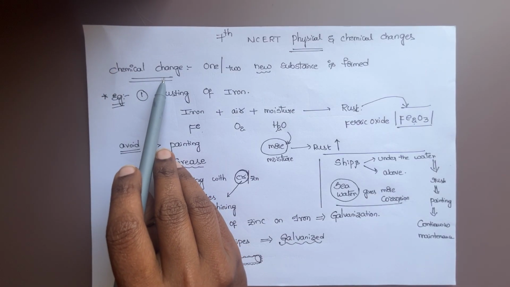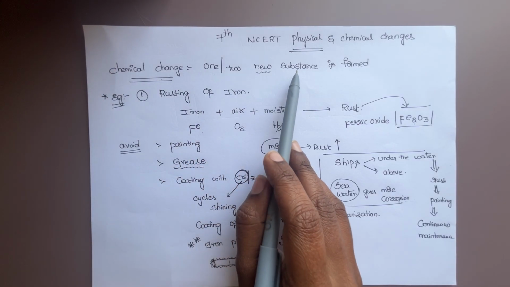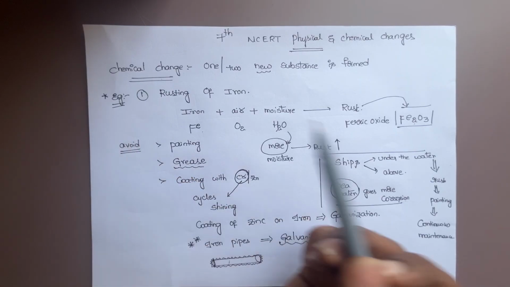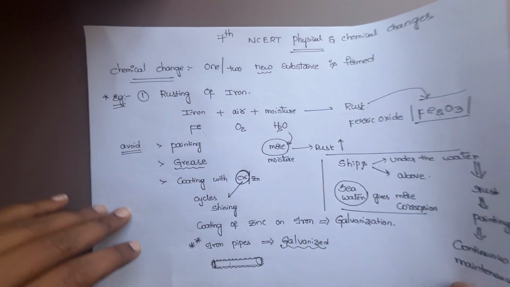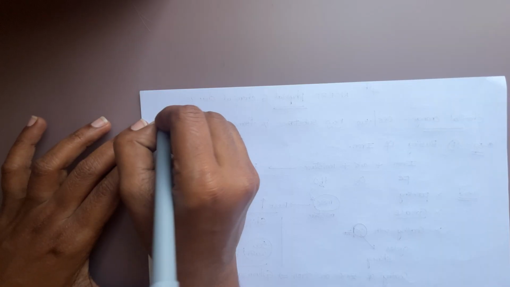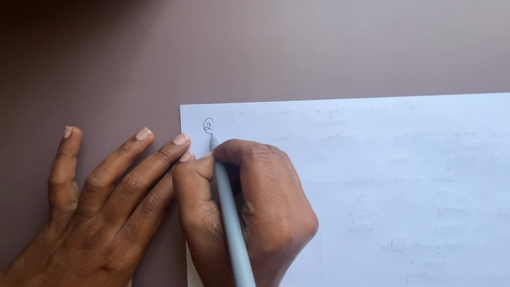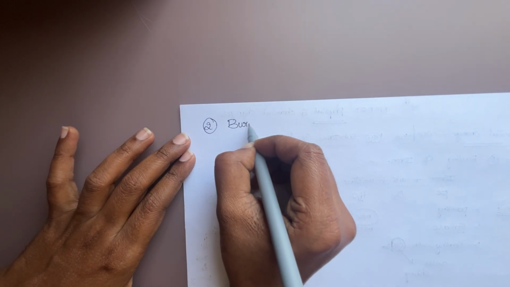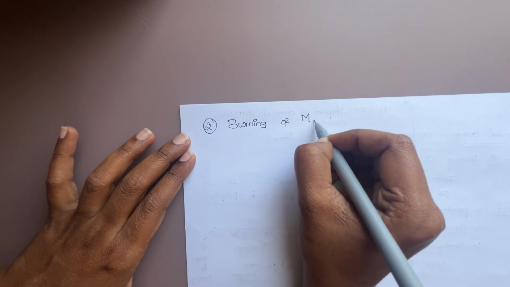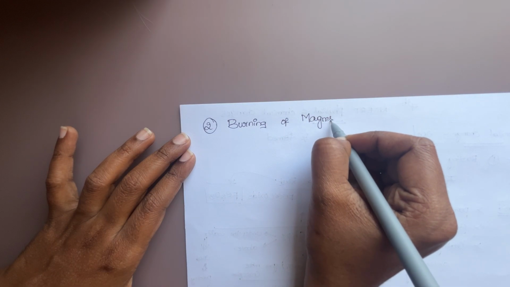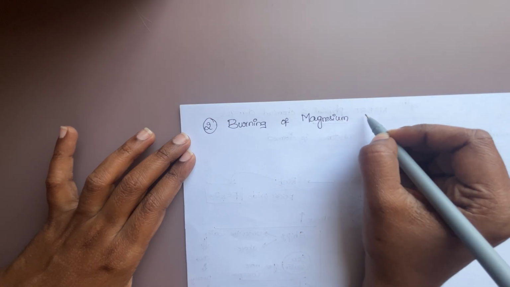What is meant by chemical change? One or two new substances are formed. So let us see the second example. Examples are very important from the exam point of view. Let us see the second example, very important. The second example is burning of magnesium ribbon.